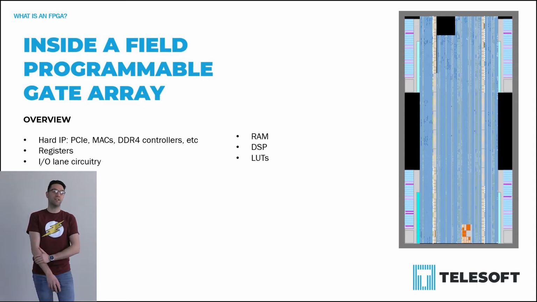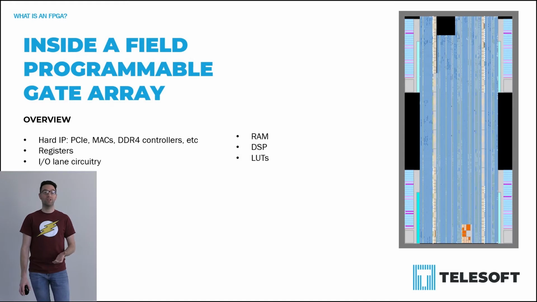Other things that you get inside FPGAs are registers. These are really common, you get millions of them. All they do is latch their input to their output on a clock edge. We'll discuss more about why these are important a bit later on. Others that you get in FPGAs are I/O lane circuitry, which controls all the physical pins on the device. It allows you to control single-ended or differential signaling, different voltage levels, open drain, inputs, outputs, etc. This controls all of that.